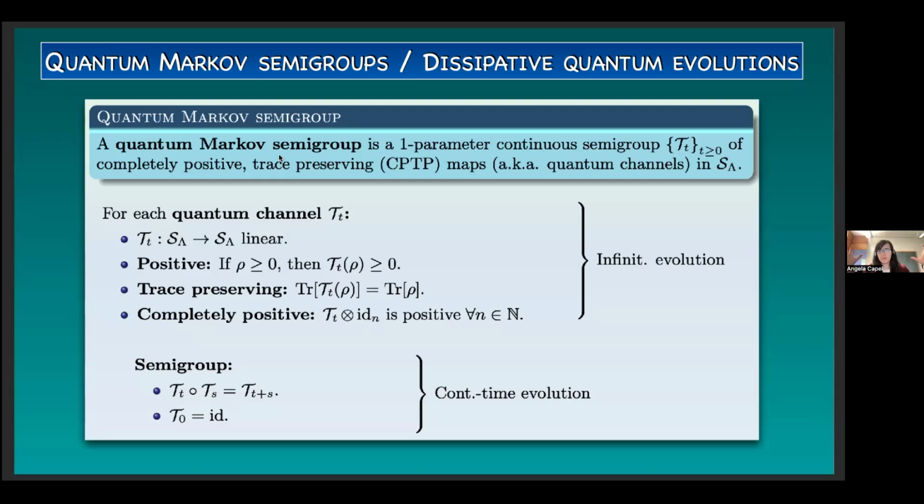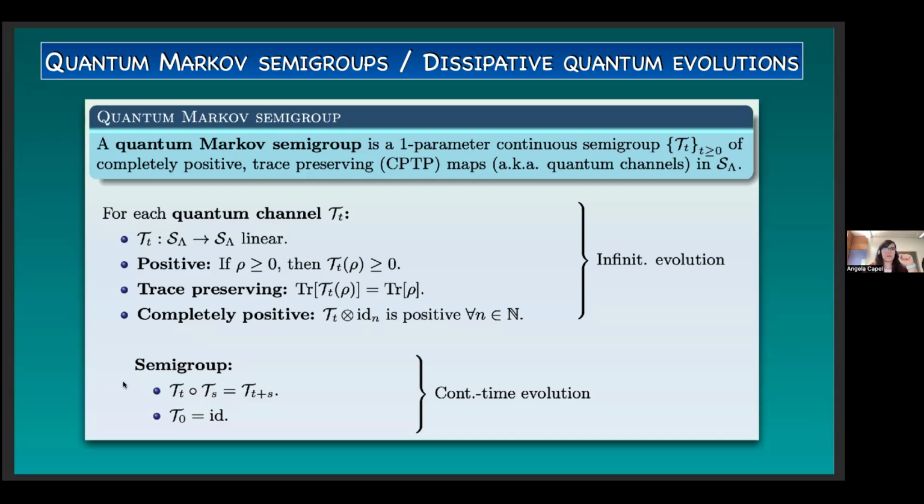And when we put all these assumptions together, what we obtain is that the evolution of any initial state in our system is given by an object that is called a quantum Markov semigroup, which is a one-parameter continuous semigroup of all the maps that we were describing just before, which are quantum channels. So completely positive and trace-preserving maps. And well, this is just the definition of quantum channels, which is what I was explaining before. So this is given for this infinitesimal evolution. And now gluing all these maps together gives us the description with time.